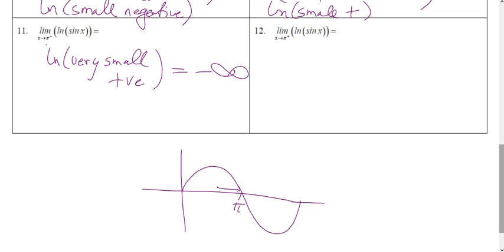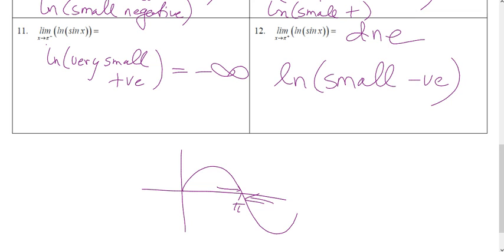All right, we are approaching pi from the right. The sine of x will be a very small negative, and the ln of a very small negative does not exist. Right, so ln of a small negative does not exist. Done.